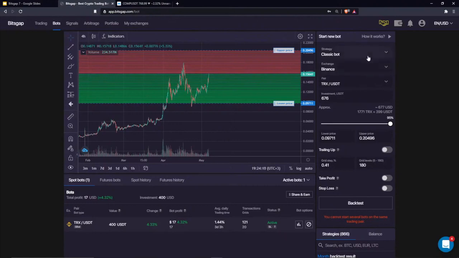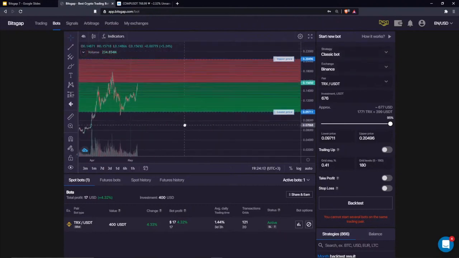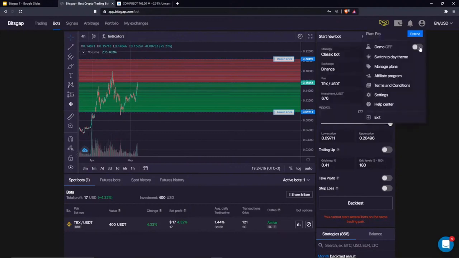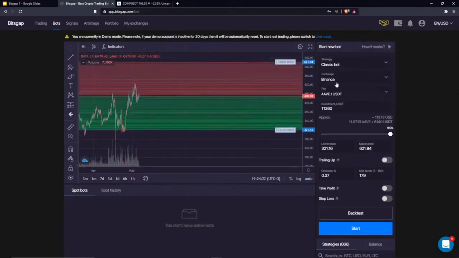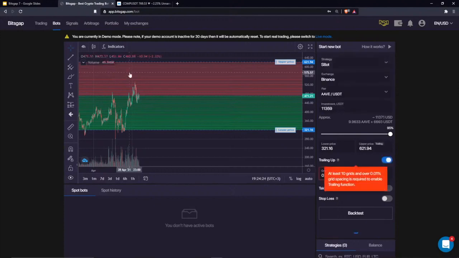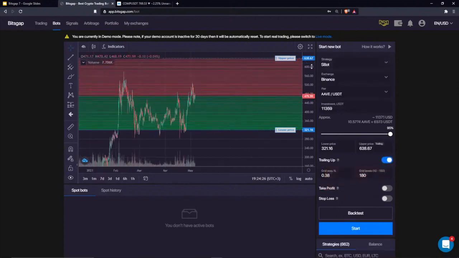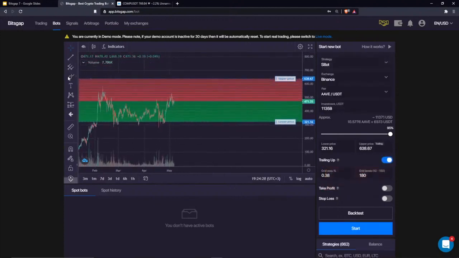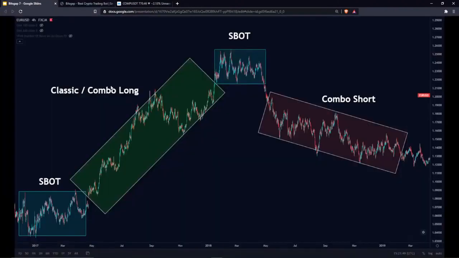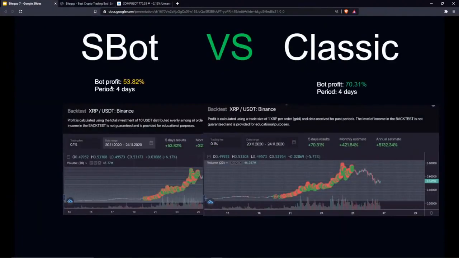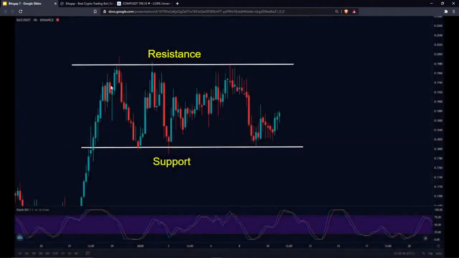So that's the thing about the classic bot. And as we speak of the SBot, let's actually switch back to the demo mode and see what we have for the SBot. You now know that the SBot is the perfect one for the sideways market. And by the way, the strategy that you can use on the sideways market is this one, for example.